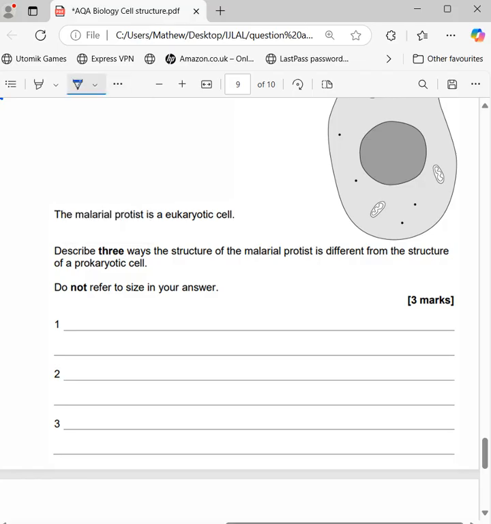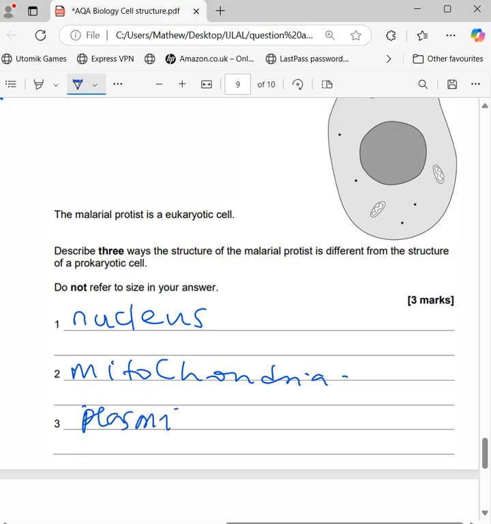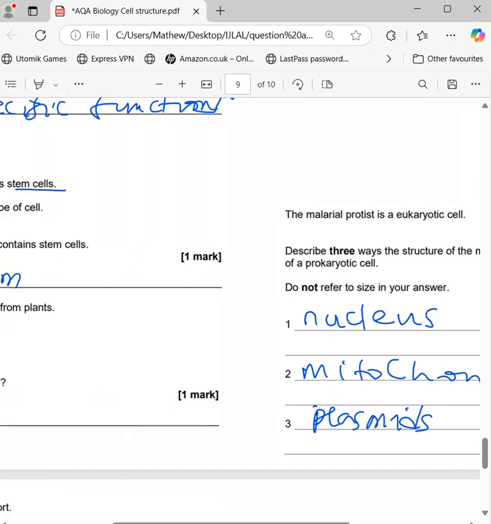So first, these have a nucleus, bacteria do not. These have mitochondria, bacteria do not. Bacteria have a loop of DNA, while in this one the loop of DNA is found inside its nucleus. Bacteria also contain plasmids, if you remember, while these do not have plasmids. So that's it. It's basically that.